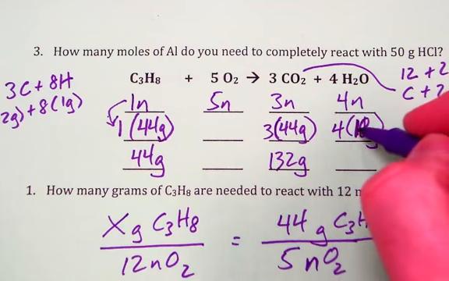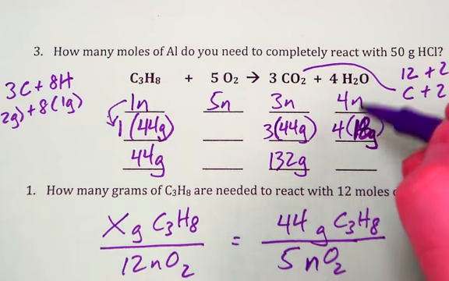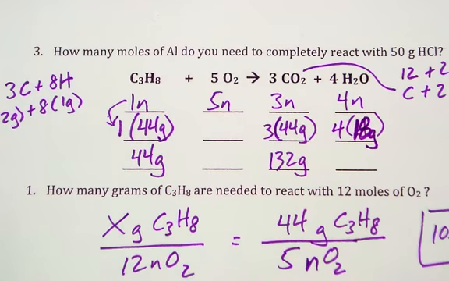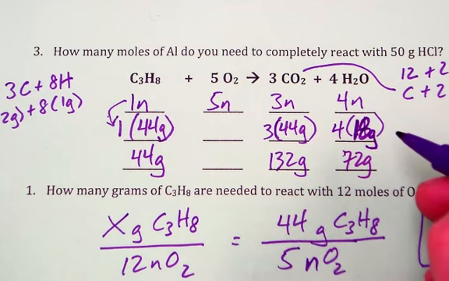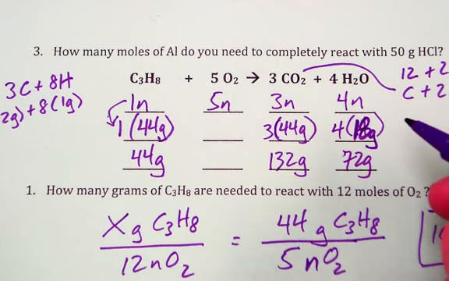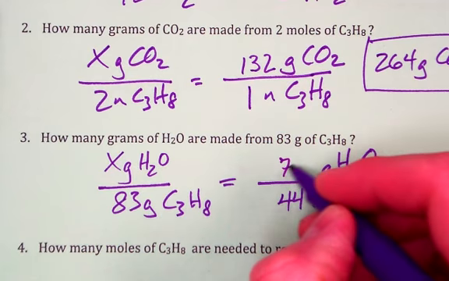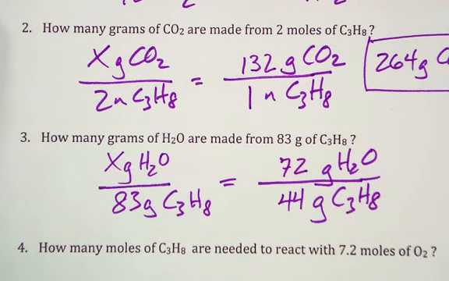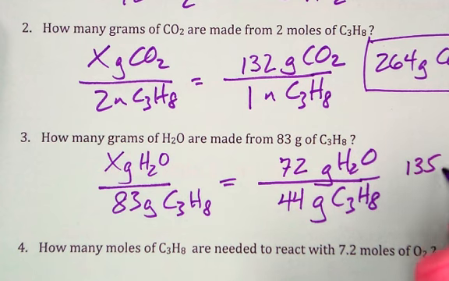Okay, sorry, that's a little hard to read there. Okay, 18 grams. We're going to take 4 times 18, and I think that should be 72. Let's double check. Yeah, that's 72 grams. All right, and so that's what we're going to put down at the bottom, that 72 grams right here. Okay. So we're going to take 83 times 72 divided by 44, and we get about 135 grams of H2O. All right.